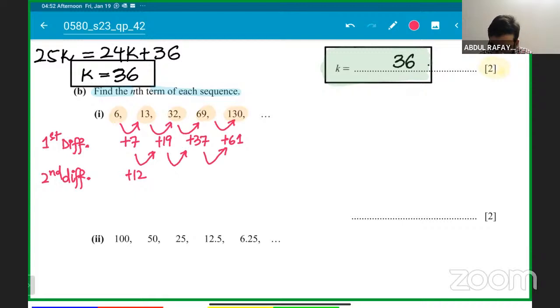Understand how it goes? We are adding 12 and 7 to make it 19. We are adding 18 and 19 to make it 37, sir. And we are adding 24 to 37 to make it 61. This is the second difference. The second difference is not the same, which means quadratic is also not possible.